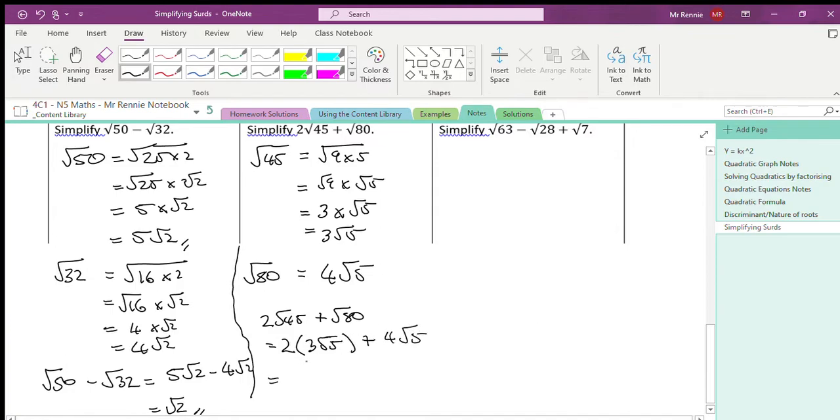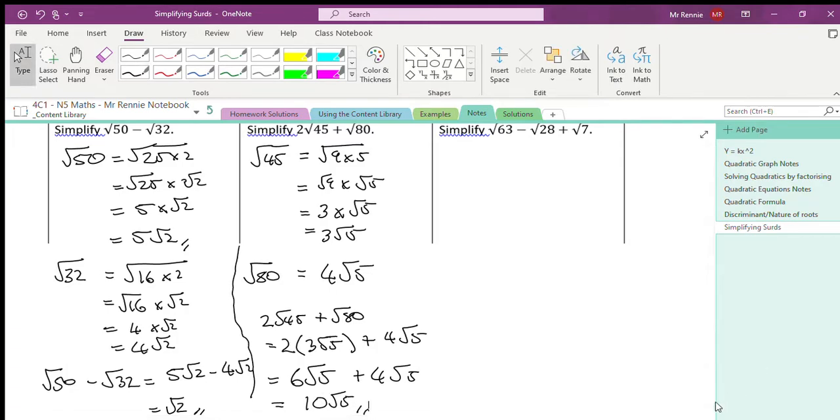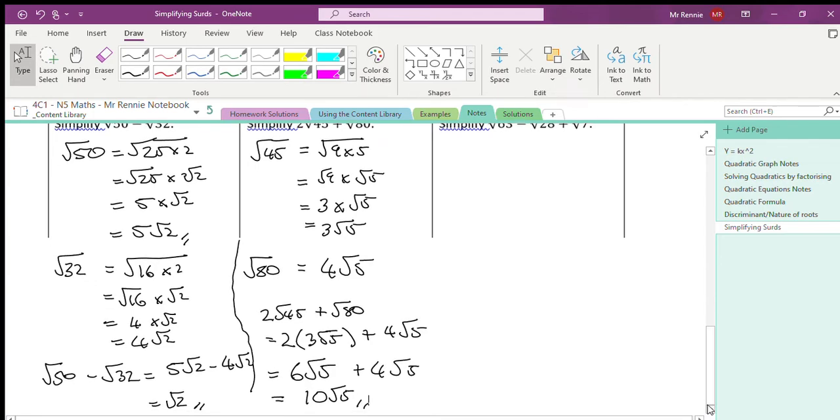2 lots of 3 root 5, times the 2 with the 3. 2 times 3 is 6. That's going to be 6 root 5 plus 4 root 5. And my final answer, if I add them, 6 plus 4 would give me 10. So I'm going to have 10 lots of root 5 there. And that'd be my final answer for the second example there.